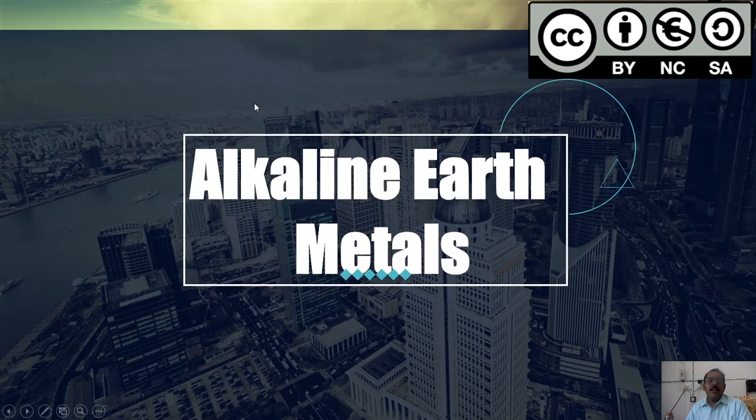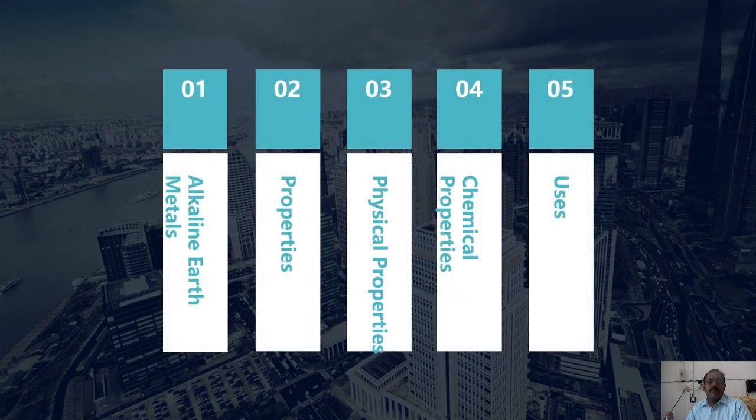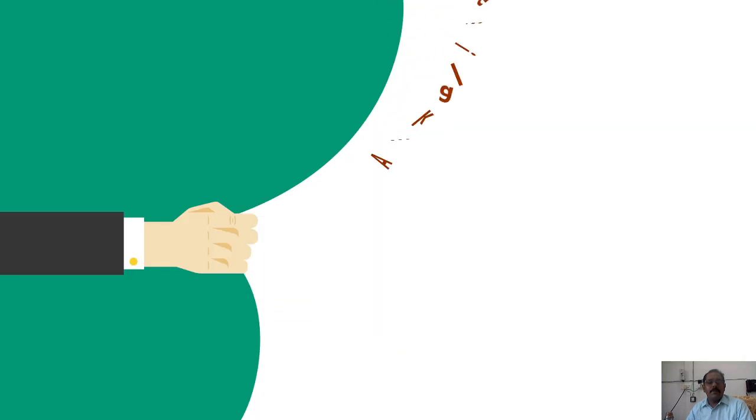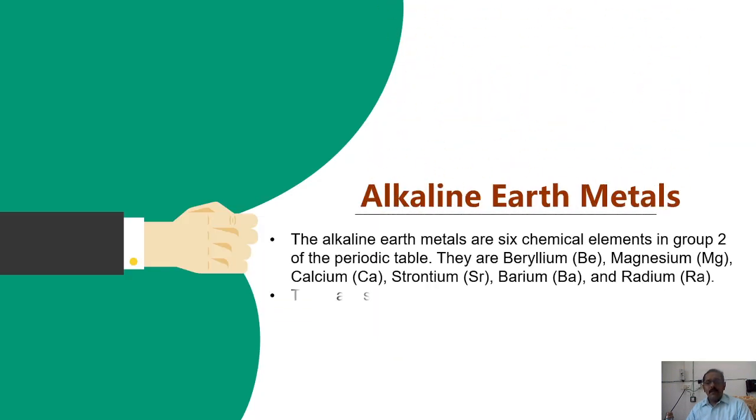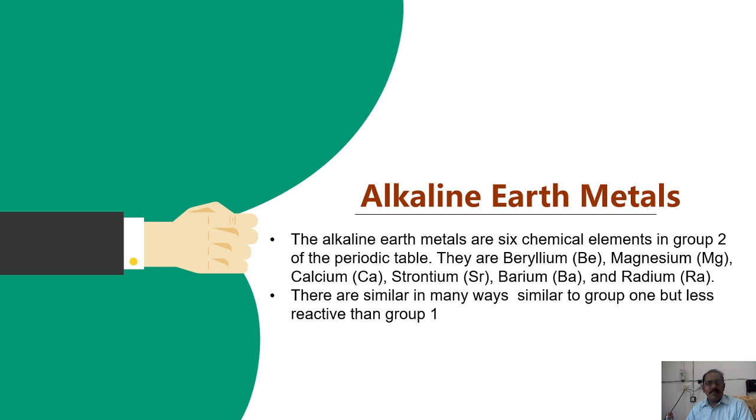It is alkaline earth metals, and we go like this. First is the metal, then the properties, which are subdivided into two sections, physical and chemical, and finally we finish with uses. Last class we saw alkali metals, and this class we are seeing alkaline earth metals. Again there are 6 elements: beryllium, magnesium, calcium, strontium, barium and radium.